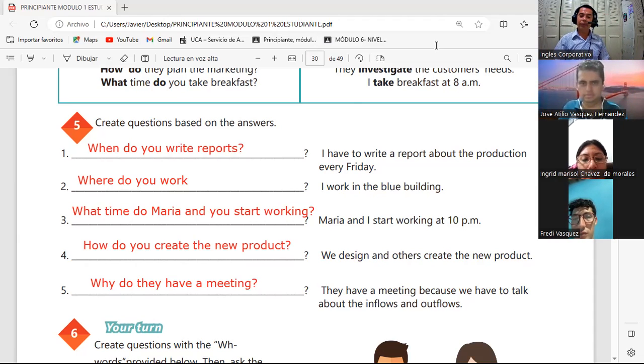When do you write reports? I have to write a report about production every Friday. Where do you work? I work in the blue building. What time do Maria and you start working? Maria and I start working at 10 p.m. How do you create the new product? We design and other create the new products.